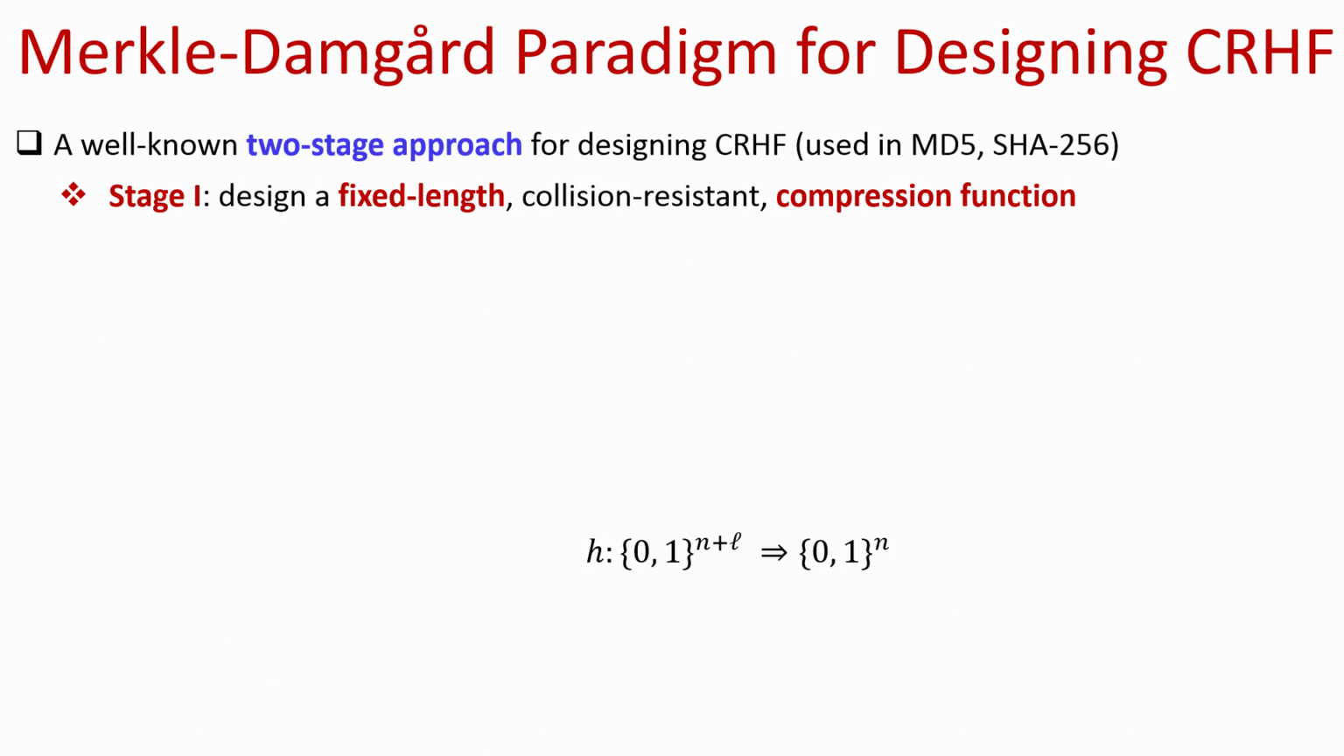In stage 1 what we do is we aim to design a fixed length collision resistant compression function. Why is it fixed length? Because unlike a collision resistant hash function where the domain could consist of strings of any length, here the domain is fixed in the sense that it can take inputs only of size n plus l bits. It is called a compression function because it takes an input of size n plus l bits and produces an output of size n bits. So definitely the output size is shorter than the input size, and that is why it is a compression function.